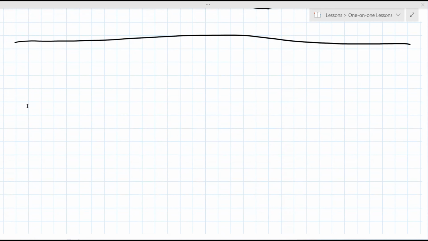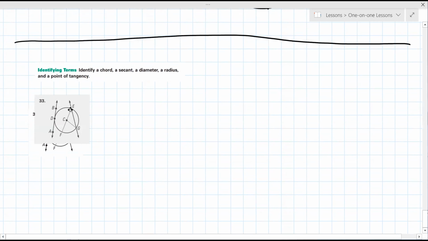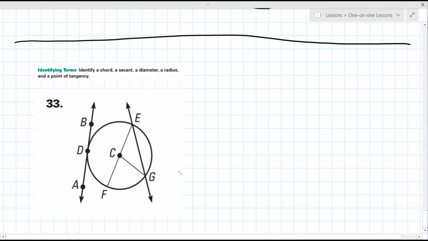Right. Let me paste this. The instructions here say to do something, but I'm going to copy it in. Identify a chord. So this is the going backwards question. I don't tell you what it is. Now you have to figure out what each of these are. And I want to add in a tangent here, which is different than a point of tangency. Give yourself a minute here.